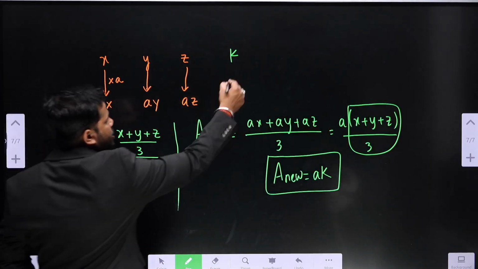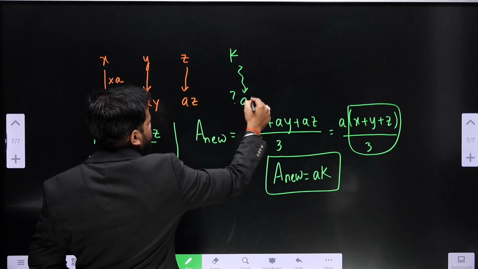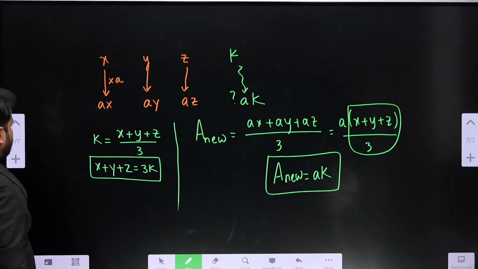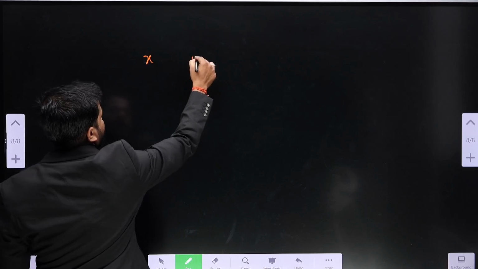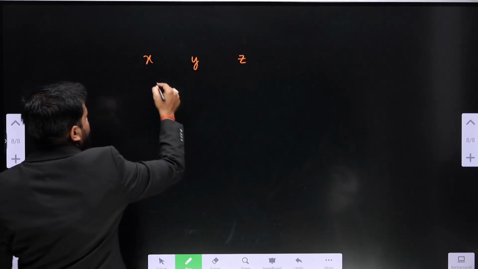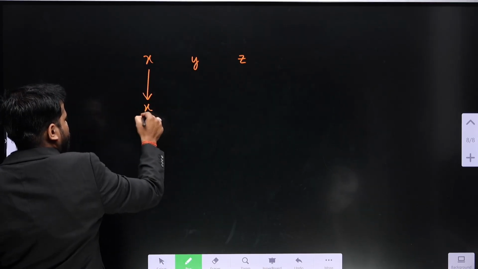So what is the change? Just multiply a here. That will be ak. Similarly, going to the next type. What would be the next type? Sir, if we have data x, y and z. Now what I will do? I will divide a to all of them.